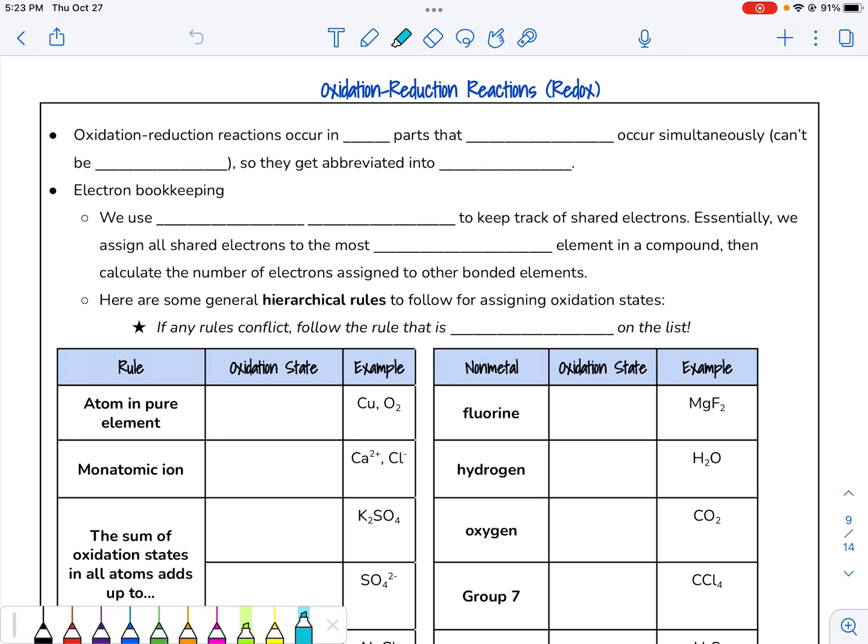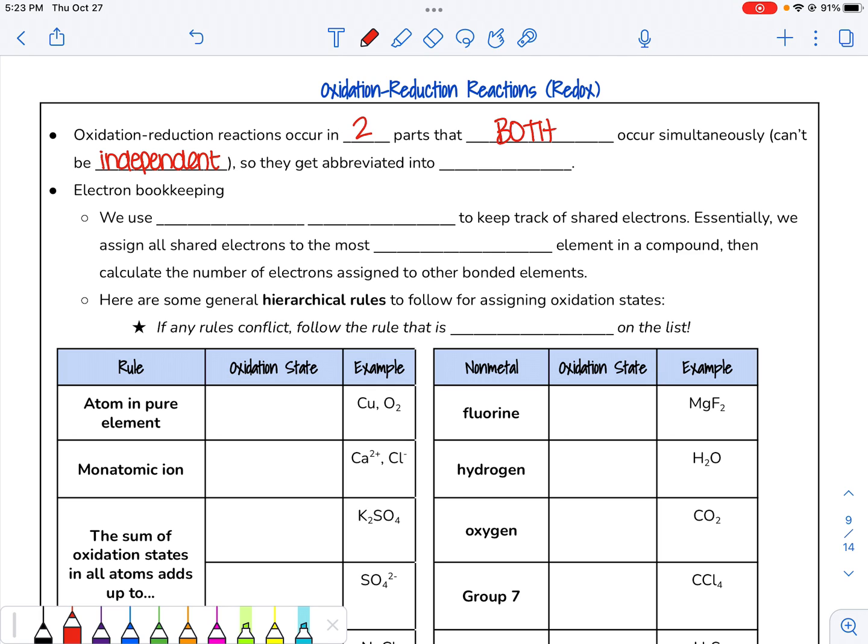Okay, let's talk about redox reactions. There's one more classification of reactions we're going to talk about in this unit, and that is redox, oxidation reduction. Oxidation reduction reactions occur in two parts, but these two parts have to both occur simultaneously. You cannot split them up. They can't be independent. You can't have oxidation and then reduction. You have to have them happen at the exact same time.